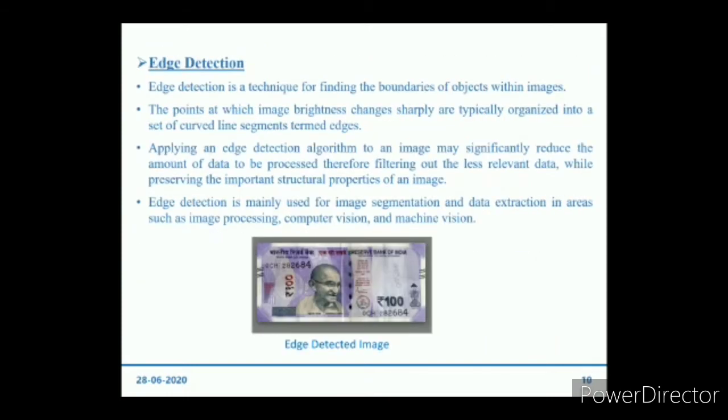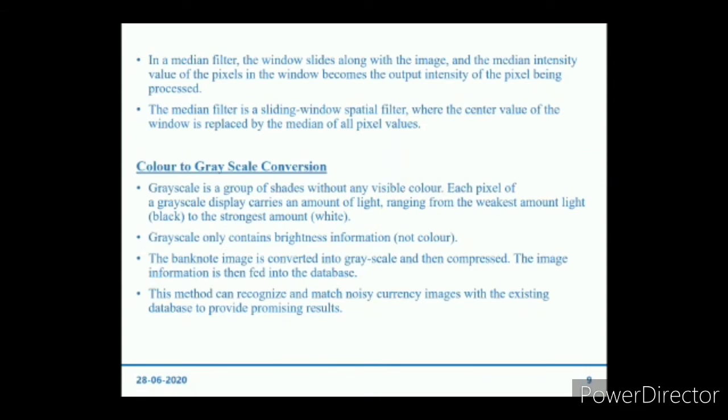Next we come to color to grayscale conversion. The banknote image, which is a RGB image, is converted into grayscale and then compressed. The image information is then fed into database. This method can recognize and match noisy currency images with the existing database to provide promising results.